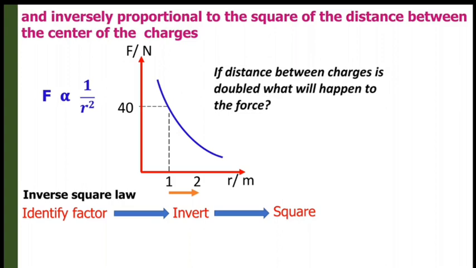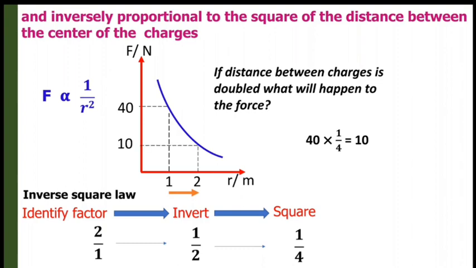With which we can actually write the 2 as 2 over 1. The next step that we need to do after identifying the factor is to invert that factor. So it becomes a half. So the inverse of 2 is a half. Then once we get the half, we need to square it. It becomes a quarter. So in other words, the force is going to decrease by a quarter. Or you're going to multiply the original force by a quarter to get the new force. So if the force was 40 newtons, 40 times a quarter gives us 10 newtons. So which means the force between the 2 bodies will now become 10 newtons.